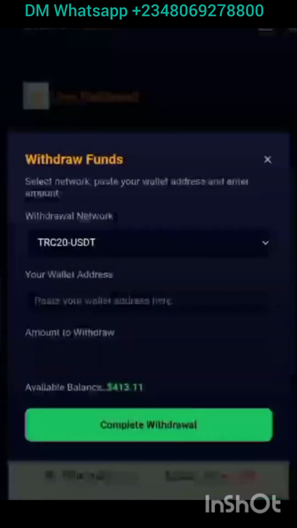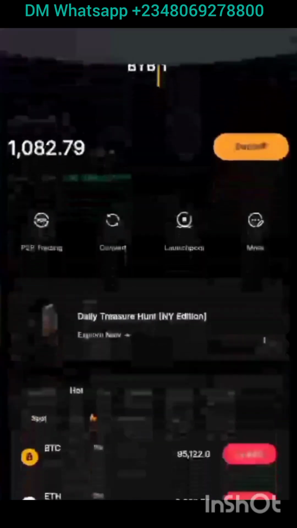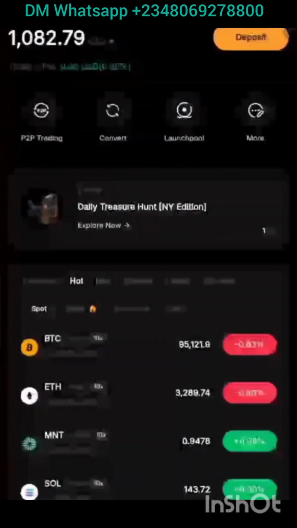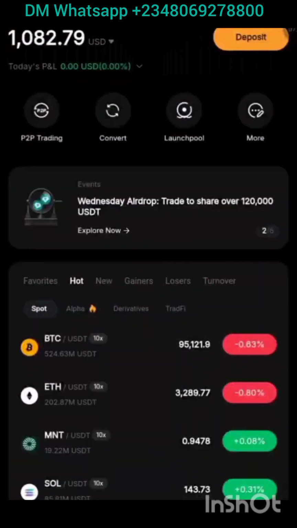So I'm going to go back to my Bybit and copy my TRC20, the same wallet I used to make a deposit. That is the same wallet I'm going to input here.